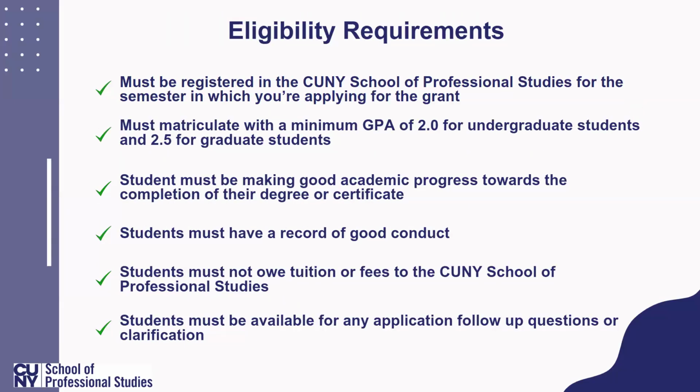Some eligibility requirements. First is that you must be registered at CUNY SPS for the semester in which you are applying for the grant. So if you're applying for the grant in fall 25, you must be registered for classes in fall 25. You must have a minimum GPA of 2.0 for undergrad students and 2.5 for graduate students. You must be making good progress towards your degree. You must have a record of good conduct. You must not owe tuition or fees at CUNY SPS or any other college within the City University of New York.